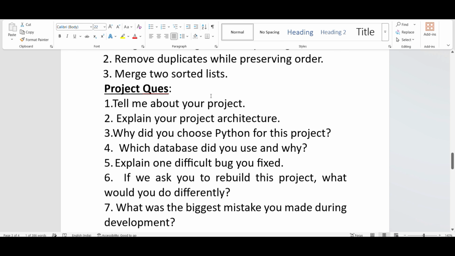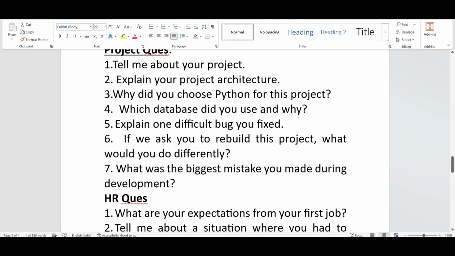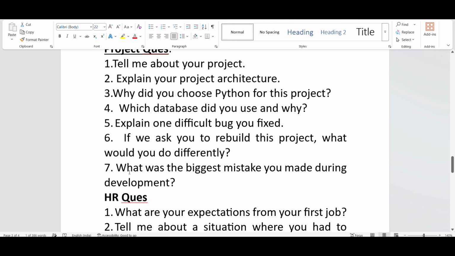Here you can see: tell me about your project, explain your project architecture. Why did you choose Python for this project? Which database did you use and why? Explain one difficult bug you fixed. If we ask you to rebuild this project, what would you do differently? Seventh question is, what was the biggest mistake you made during the development?